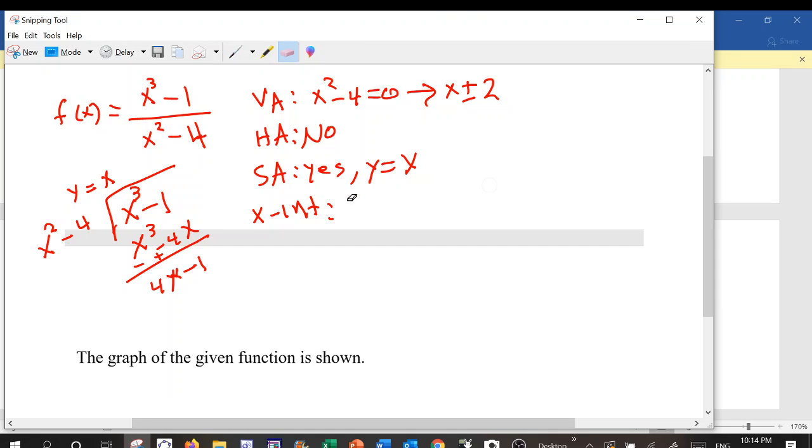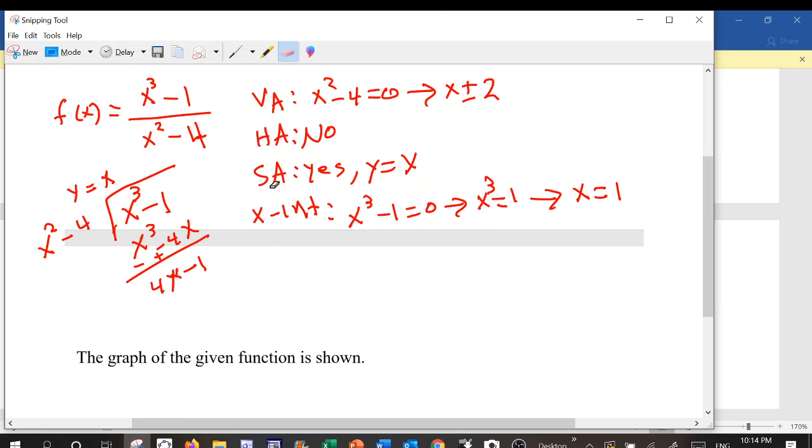And what is the x-intercept? Well, for the x-intercept, we're looking for only real numbers, so just use what? That x to the third is 1, and so x is going to be 1, right?